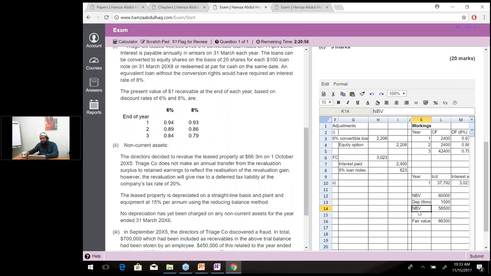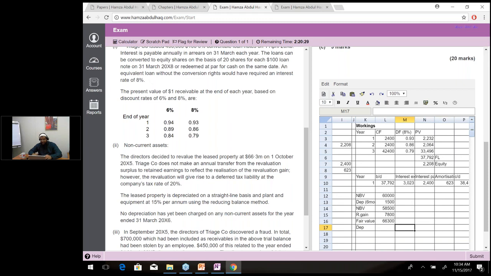So what is the amount of revaluation gain? The amount of revaluation gain is 66,300 minus 58,500, which is 7,800. And then we have to depreciate again for the remaining 6 months. And for the remaining 6 months, can someone tell what will be the amount of depreciation?